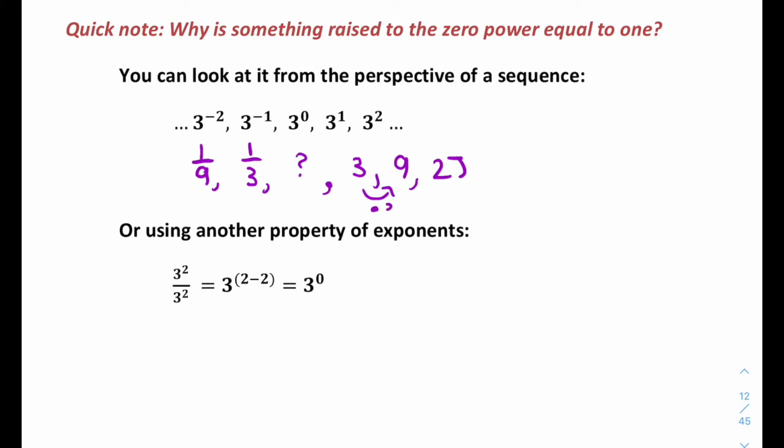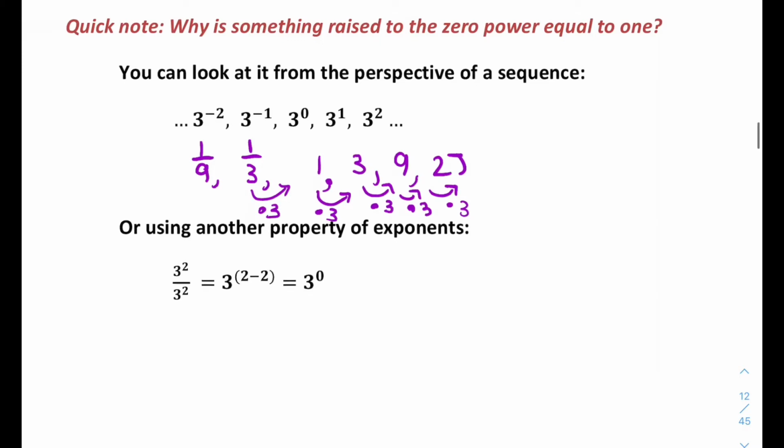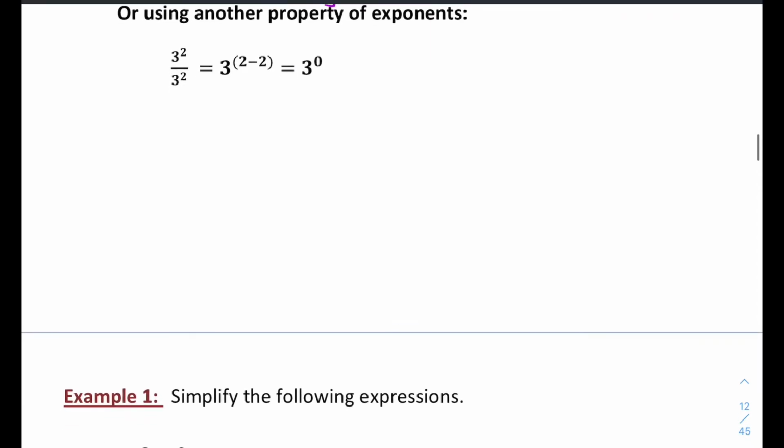Well, if you look at what's happening, I'm multiplying by 3 each time in this pattern because I'm increasing the number of factors of 3. So in order to make this pattern work, 3 to the 0 would have to be 1, because to follow this pattern, you'd multiply 1/3 by 3, which puts you at 1. You could also look at it using another property, where if you have 3 squared over itself, well, 2 minus 2 is 0, so 3 to the 0 has to be equal to 1, because 3 squared divided by itself is equal to 1 too.